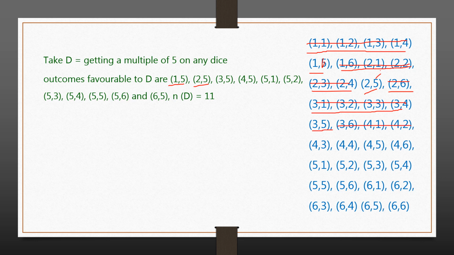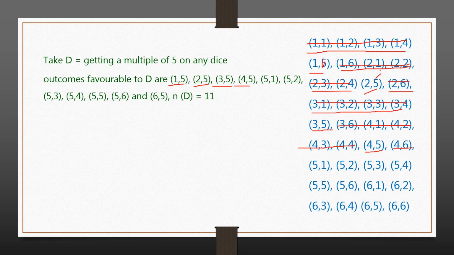3 6, 4 1, 4 2, 4 3, 4 4 are not favorable to D as there is no 5 or multiple of 5 on any dice. Now 4 5 is favorable to D because 5 is a multiple of 5. Now 4 6 is again not favorable to D as there is no multiple of 5 on any dice.